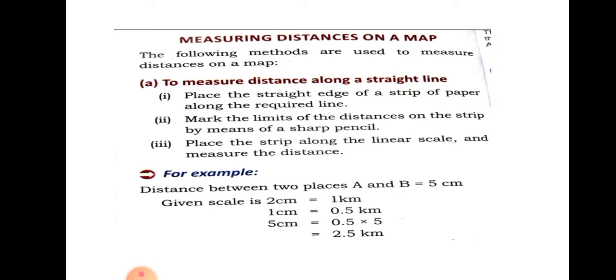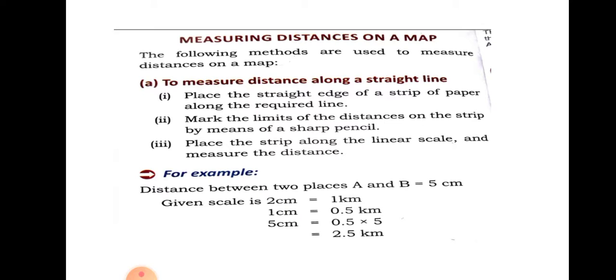Measuring distances on a map. The following methods are used to measure distances on a map. A, to measure distance along a straight line. If the line is straight, what do we have to do? Place the straight edge of a strip of paper along the required line. Mark the limits of the distance on the strip by means of a sharp pencil. Place the strip along the linear scale and measure the distance.